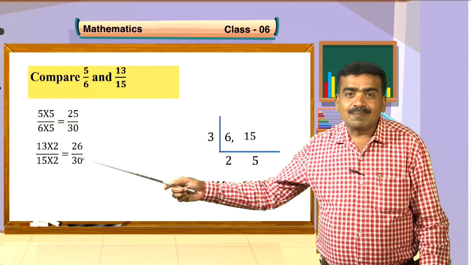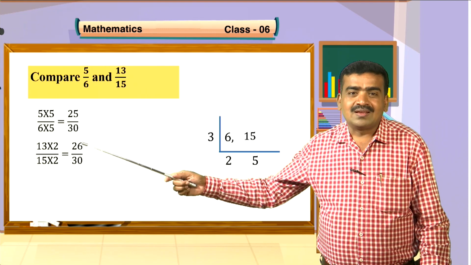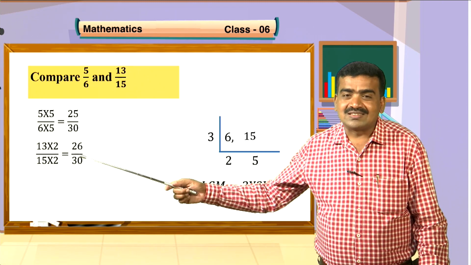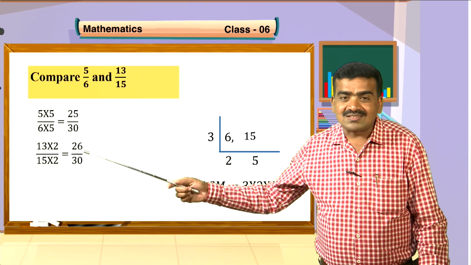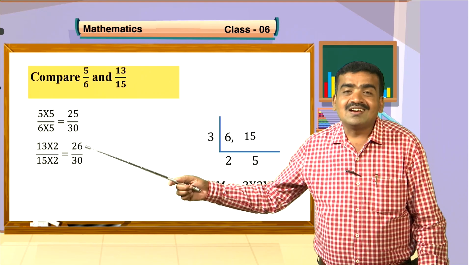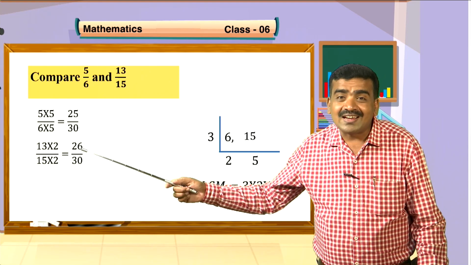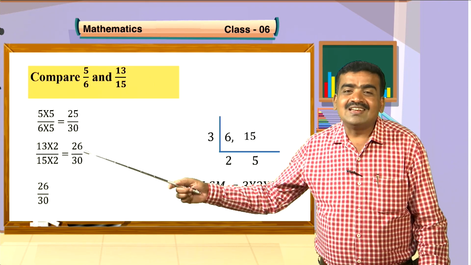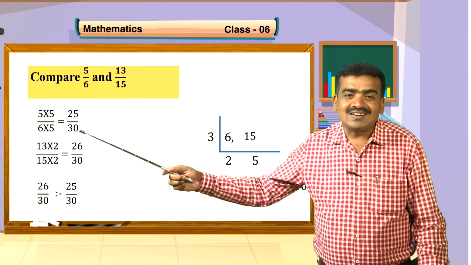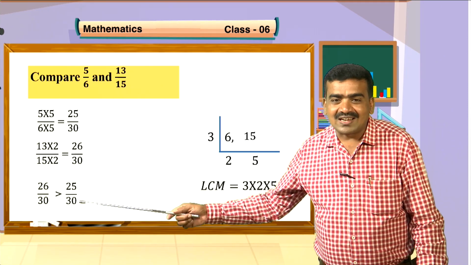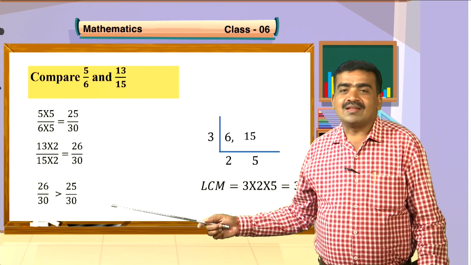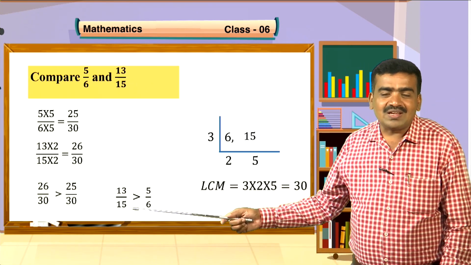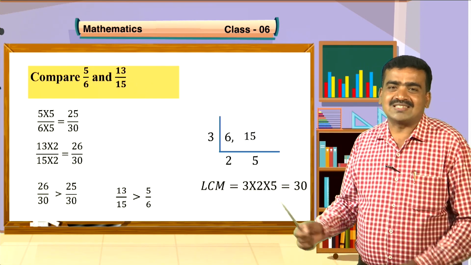Then how to compare the greater one and the smaller one? Among like fractions, or among the fractions having the same denominator, the greater the numerator, the greater the fraction. Therefore, in this case 26 by 30 is greater than 25 by 30. Therefore, 13 by 15 is greater than 5 by 6.